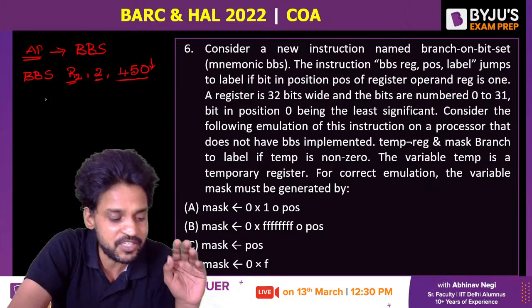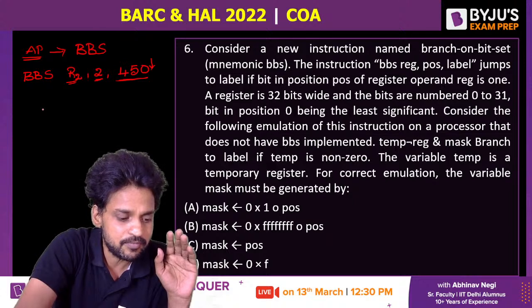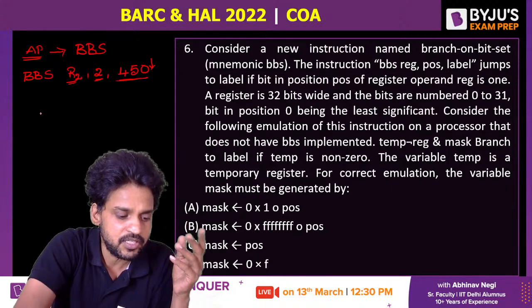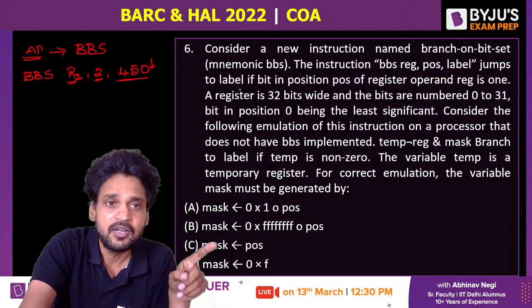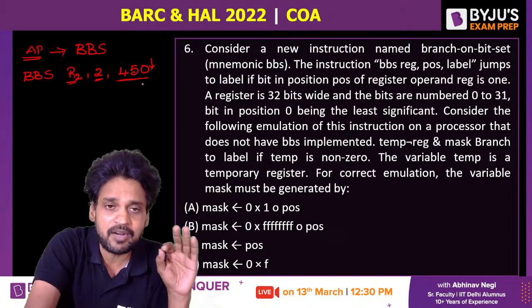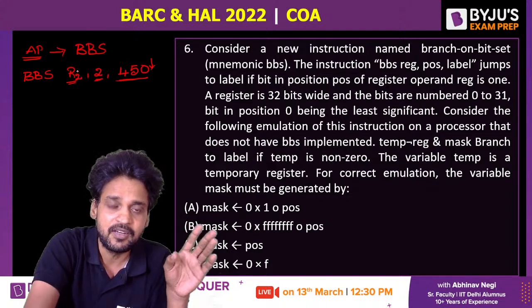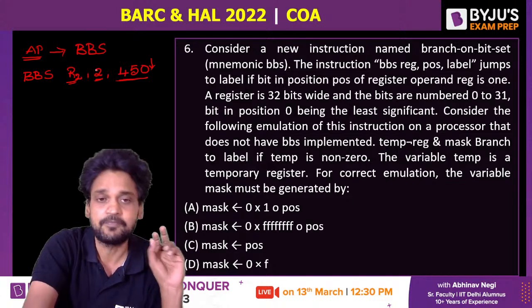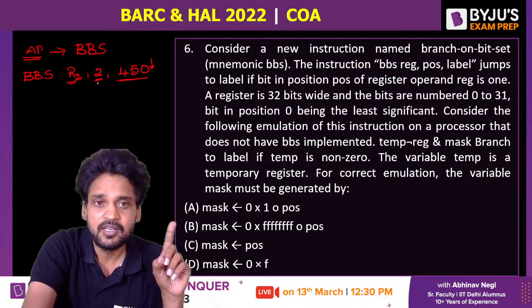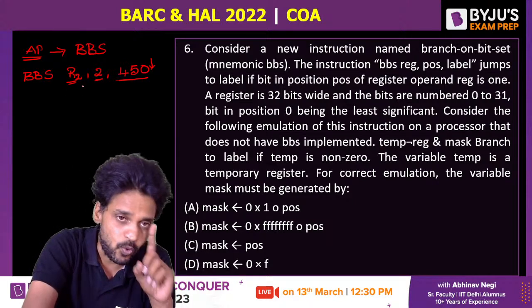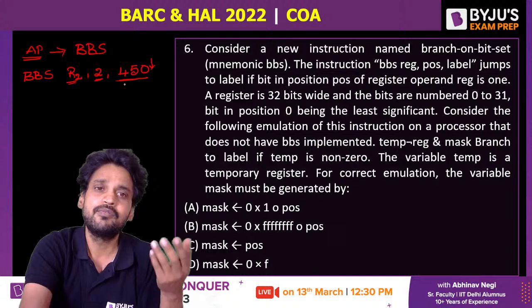Did you understand so far? BBS is a conditional branch instruction. When BBS is given, there will be 3 operands. The first is a register, followed by a bit position, after which the target address is specified. If this bit position in the given register is 1, then we need to branch. Otherwise, we don't need to branch.